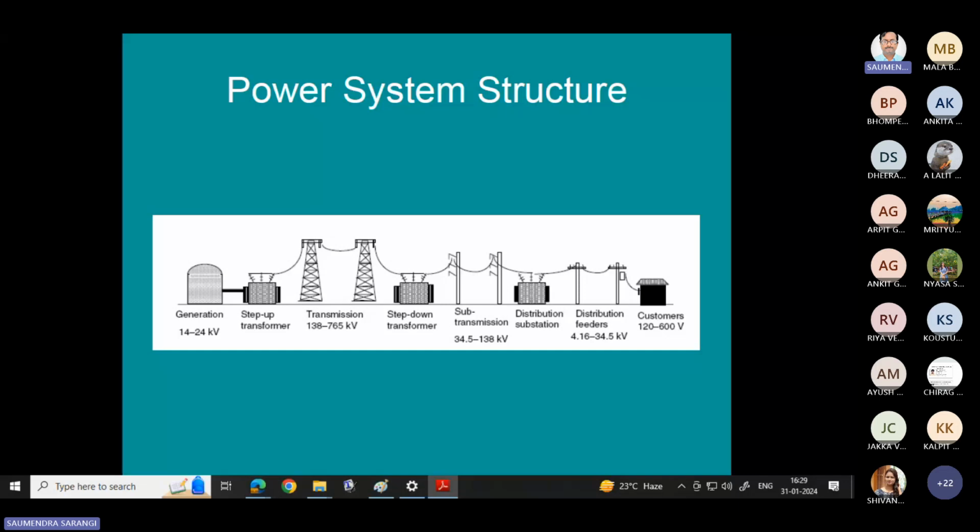So for the protection in the distribution system, we use a principle called overcurrent protection: when the current increases above a certain value, it operates. That is basically utilized for the distribution system, 33 kV, 66 kV. However, in the transmission system, overcurrent protection is not utilized. You will see why overcurrent protection is not utilized.